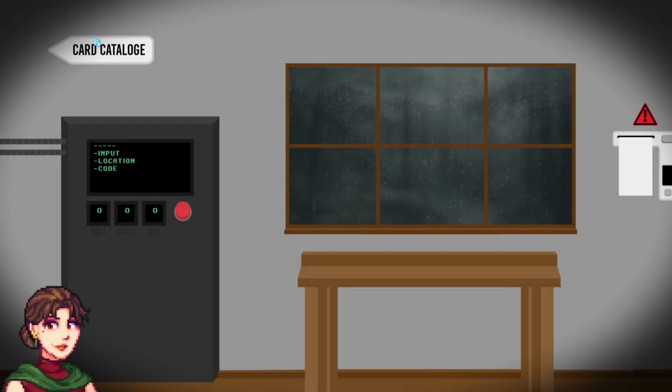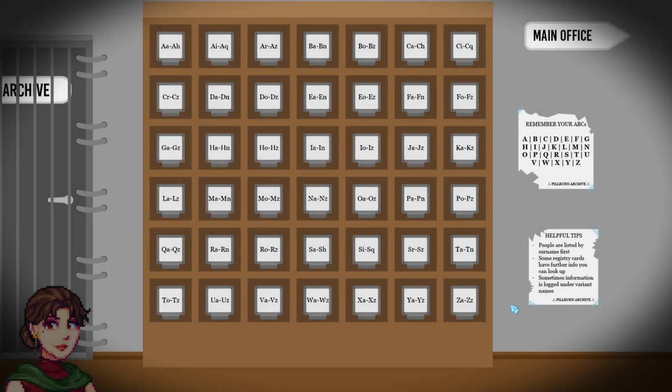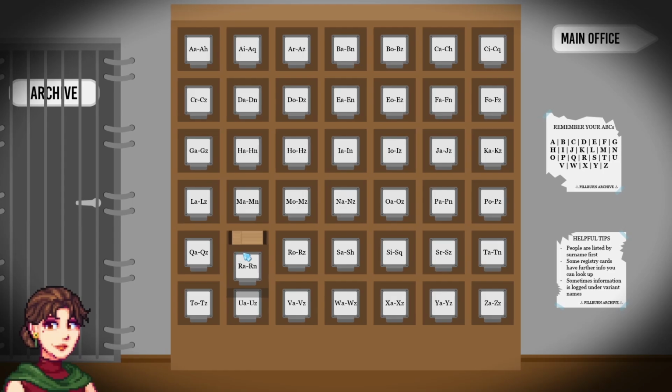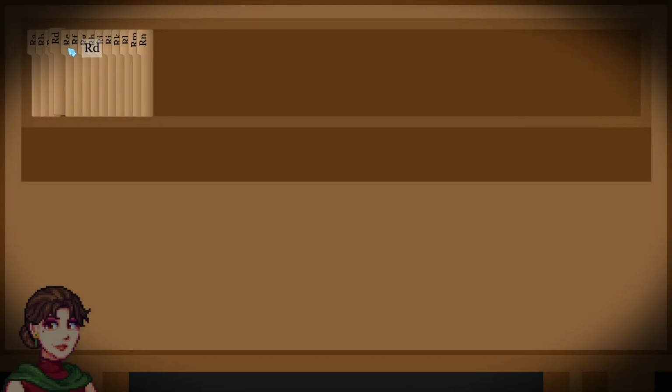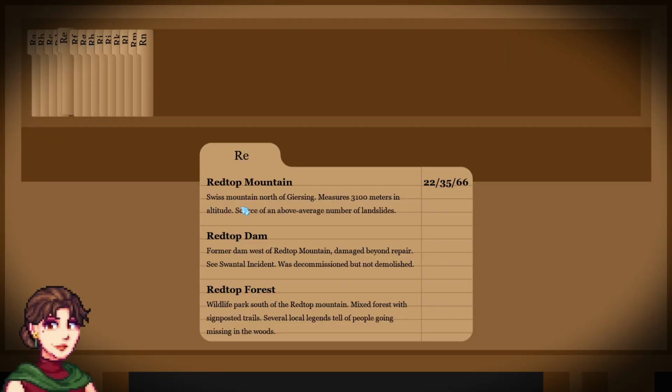Let's take a look, see if there's something in a catalogue about that. Red Top Mountain. Yep. This mountain north of Heersing measures 3,100 meters in altitude, source of an above average number of landslides. Red Top Dam. Damage beyond repair, see Swansel incident. Was decommissioned but not demolished. Okay, so the Swansel incident was the Red Top Dam.